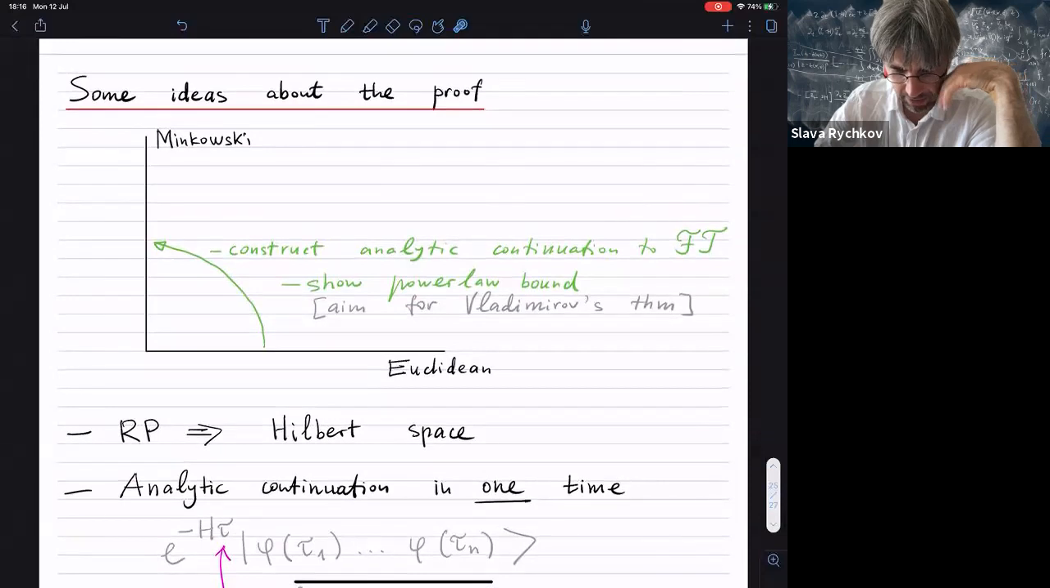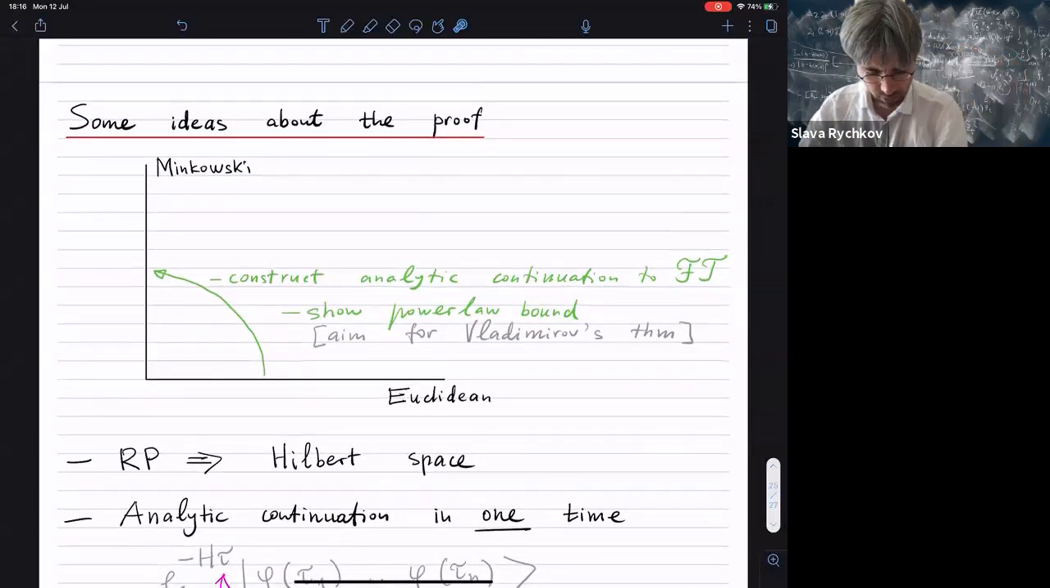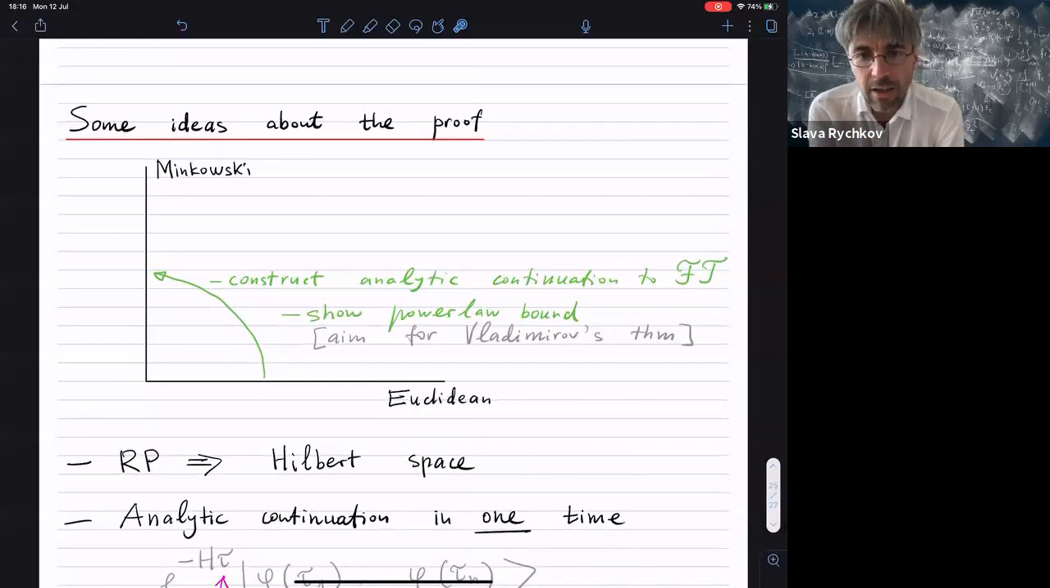So let me give you some very basic ideas about the proof. As I say, the strategy is very simple. We are given these Schwinger functions. We want to go back to Minkowski space. So we have to somehow analytically continue our Schwinger functions to the forward tube. Initially they are just real analytic functions. As I said, they're analytic in an arbitrarily small neighborhood, but we have to show that actually they can be analytically continued to the whole forward tube.